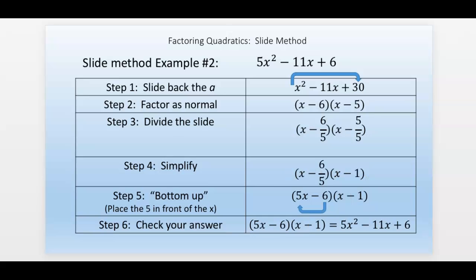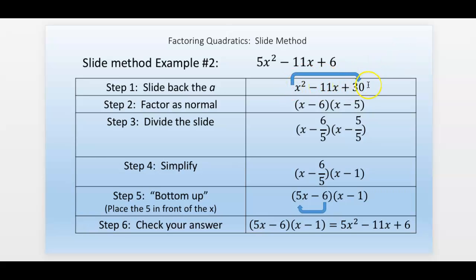All right, let's look at another one. This is example number 2. 5x squared minus 11x plus 6. And guys, there is no greatest common factor here. I cannot get rid of that 5 by just factoring out a GCF. So I have to slide back that 5 times the 6, so I get 30.